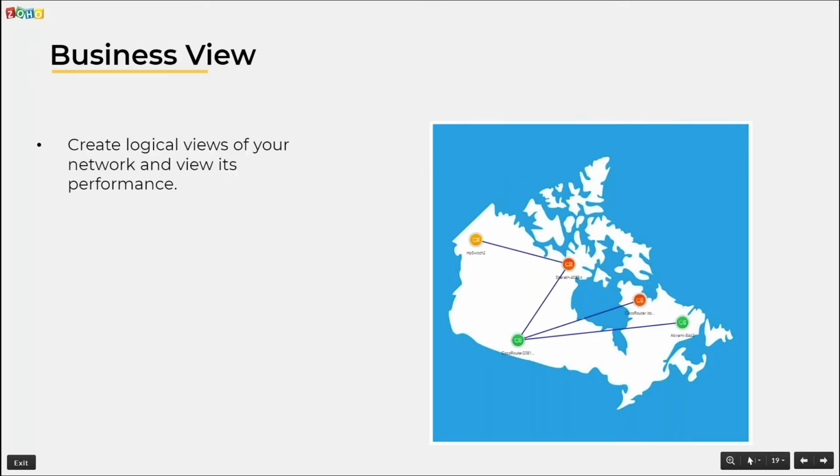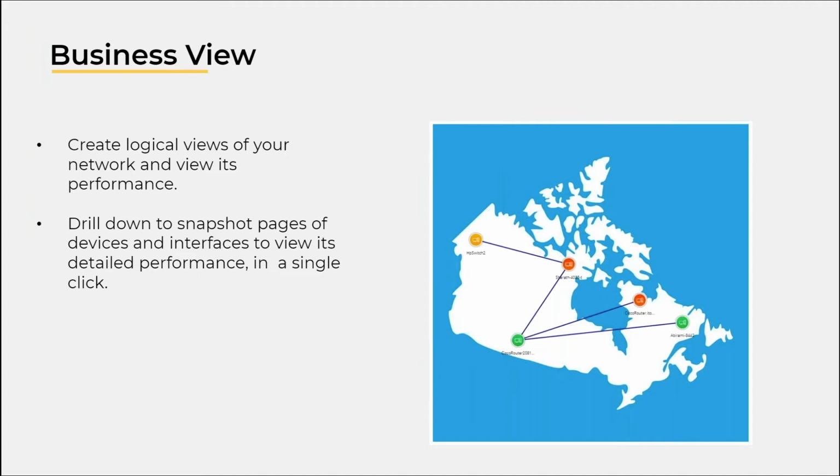With business view, you can group devices based on the geographical site. So you can create a logical view for your network devices, and also you can view their performance. You can drill down to a specific page of a device and interface, in case you need detailed information on the performance, with just a single click.